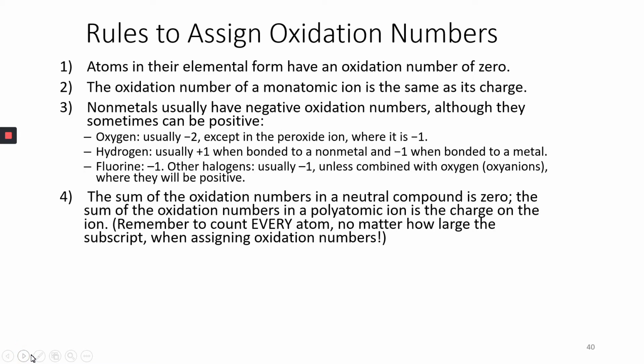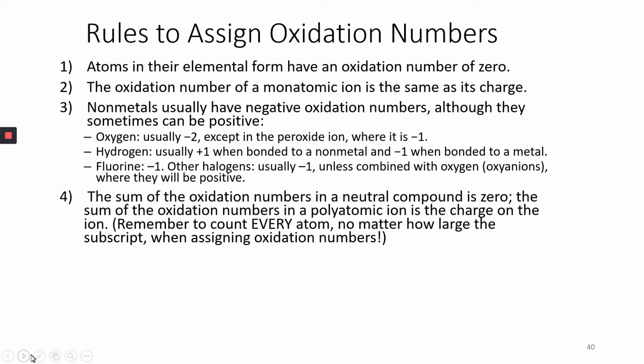So here are the rules for assigning oxidation numbers. Remember, elements in their standard state, elemental form, always have an oxidation number of 0. That goes for your diatomics also. The oxidation number of a monatomic ion is the same as its charge. And nonmetals usually have negative oxidation numbers, although they sometimes can be positive. Most of the time, oxygen is -2, unless it's peroxide, then it's -1.